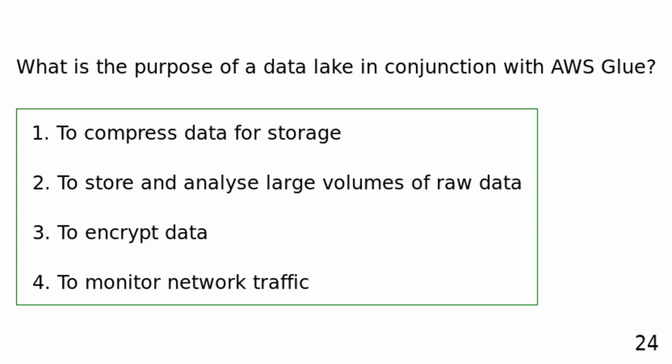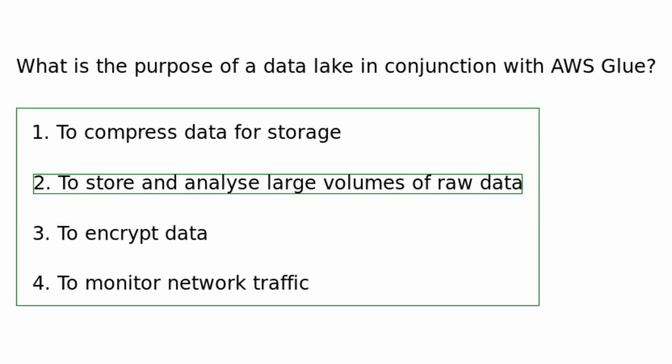What is the purpose of a data lake in conjunction with AWS Glue? To compress data for storage. To store and analyze large volumes of raw data. To encrypt data. To monitor network traffic. The correct answer is to store and analyze large volumes of raw data. In conjunction with AWS Glue, a data lake is used to store and analyze large volumes of raw data from different sources, providing a centralized repository for data exploration and analytics.